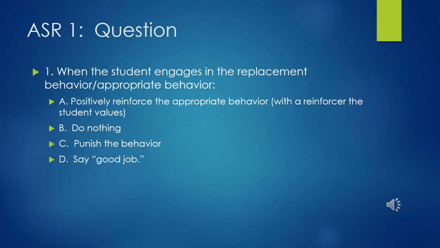So that brings us to our first ASR question. When the student engages in the replacement behavior, the appropriate behavior, what should we do? A, positively reinforce the appropriate behavior with a reinforcer the student values. B, do nothing. C, punish the behavior. Or D, say, good job.